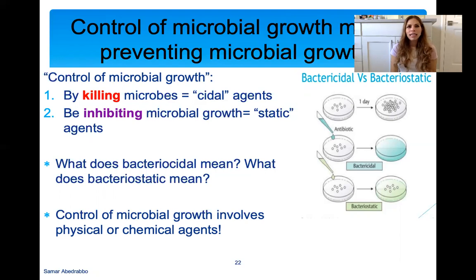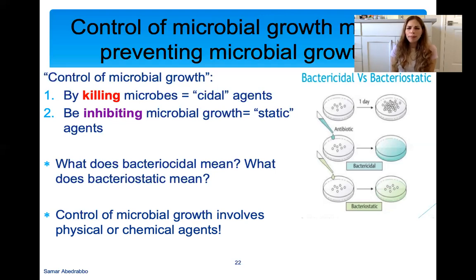And again, if we say something is bactericidal, we mean that it kills bacteria. If we say something is bacteriostatic, it stops bacteria from growing. So for example, Clorox wipes are bactericidal for many bacteria, and bacteriostatic is something like refrigerating food. You stop bacteria from growing. So we can control microbes from growing.